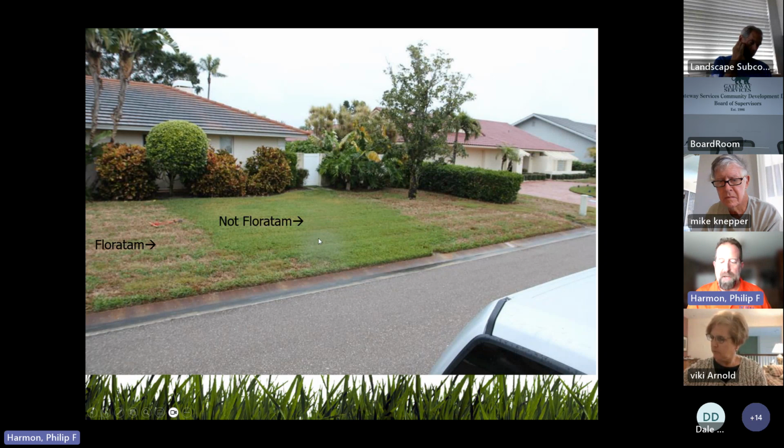We did the tests and found that that virus was Sugarcane Mosaic Virus, which is a potyvirus in that group. It's one, again, that we had seen before, but not causing this particular level of severity or this bad of a disease on our Floratam.